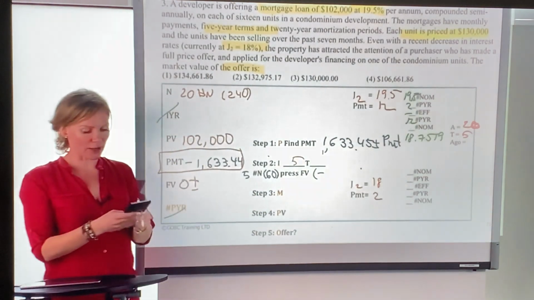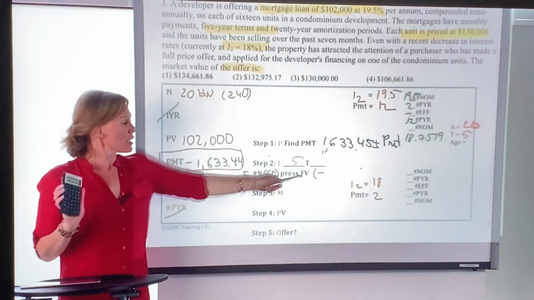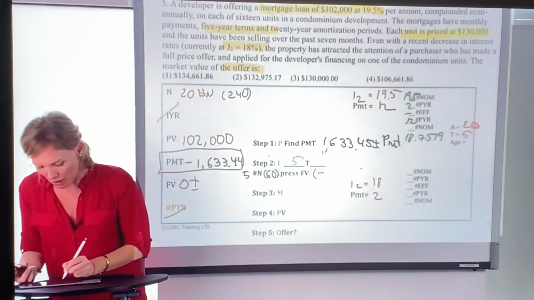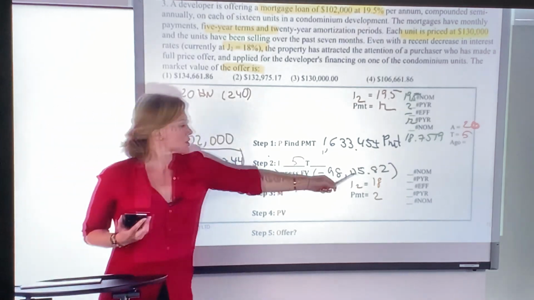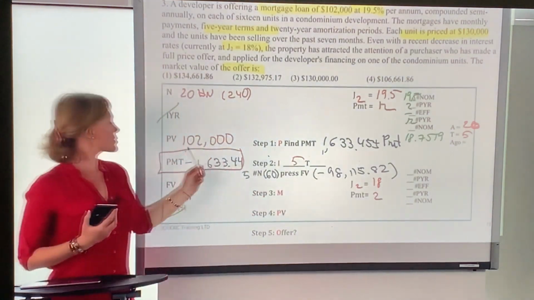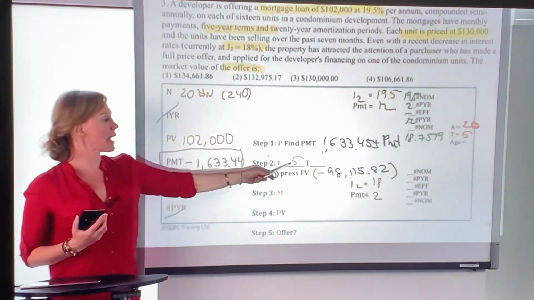So let's do this together. So 5 shift N. It should come up as 60 months. Future value, just press it, and it will come up as a negative 98,115.82. Right, that's your future value. How do you know if you've done a good job? Your outstanding balance should be lower than your present value because you paid some money for 5 years.